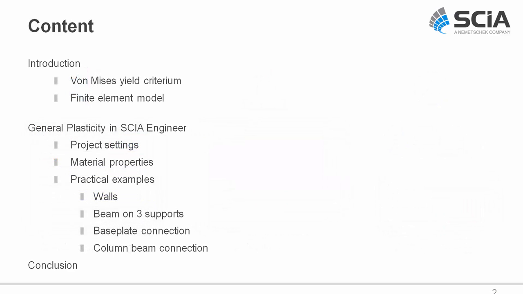Here you see the content of this webinar. We will start with some theory, so some introduction. First of all, which yield criterion is used or implemented into SCIA Engineer so far? And what about the used finite element model? Next, we're going to have a look on the general plasticity functionality in practice in SCIA Engineer itself. So first of all, what project settings are needed? What about material properties? And then we're going to have a look on some practical examples. We have 4 practical examples during this webinar: some walls, beam on 3 supports, base plate connection, column beam connection, and then we're going to end with a final conclusion.